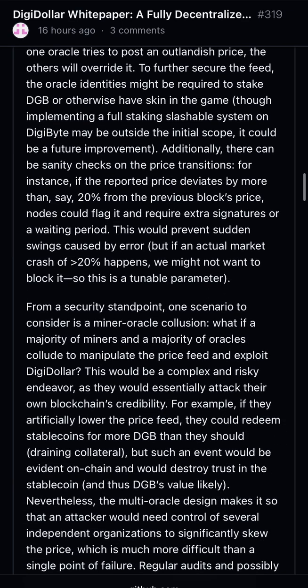To further secure the feed, the oracle identities might be required to stake DGB, or otherwise have skin in the game, though implementing a full staking slashable system on DigiByte may be outside the initial scope; it could be a future improvement. Additionally, there can be sanity checks on the price transitions. For instance, if the reported price deviates by more than, say, 20% from the previous block's price, nodes could flag it and require extra signatures, or a waiting period. This would prevent sudden swings caused by error, but if an actual market crash of 20% happens, we might not want to block it, so this is a tunable parameter.